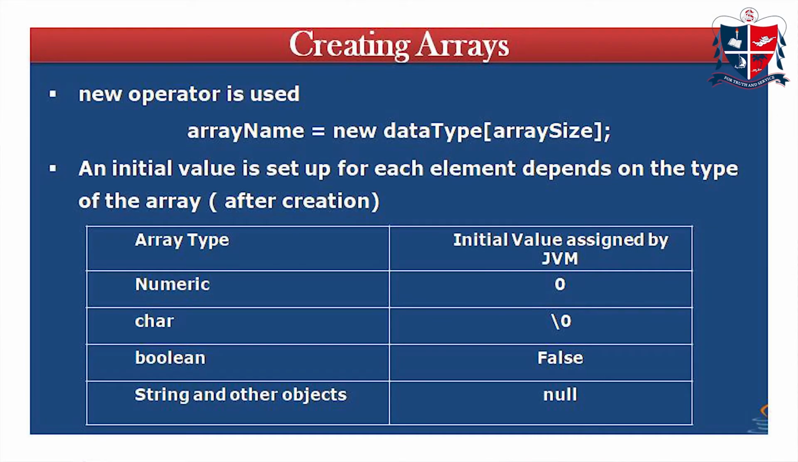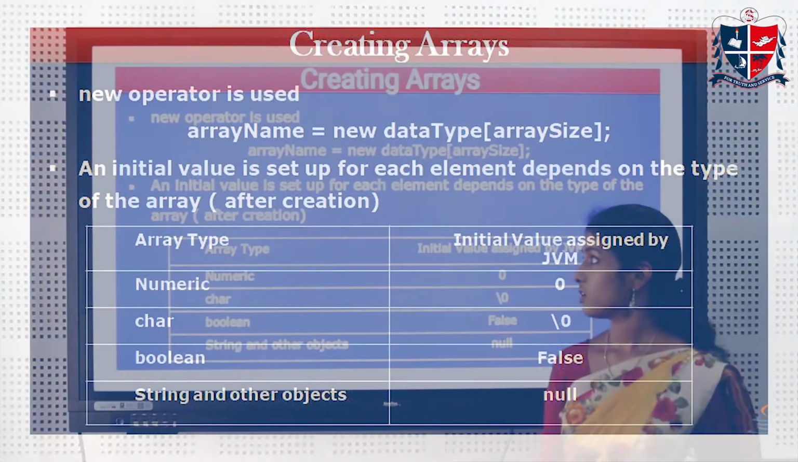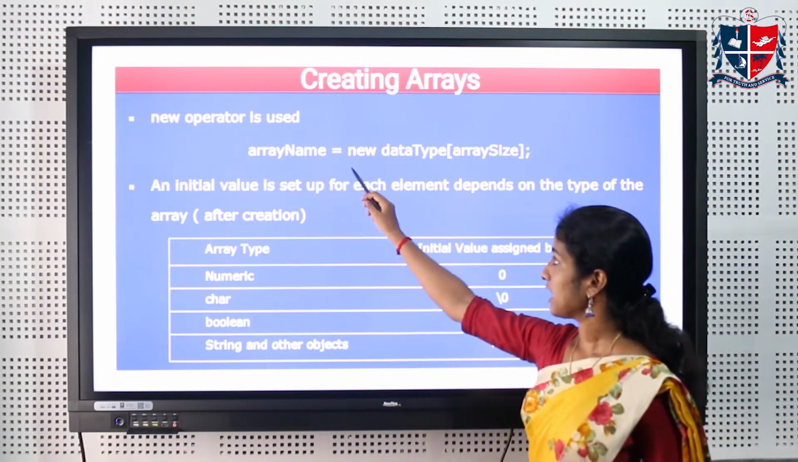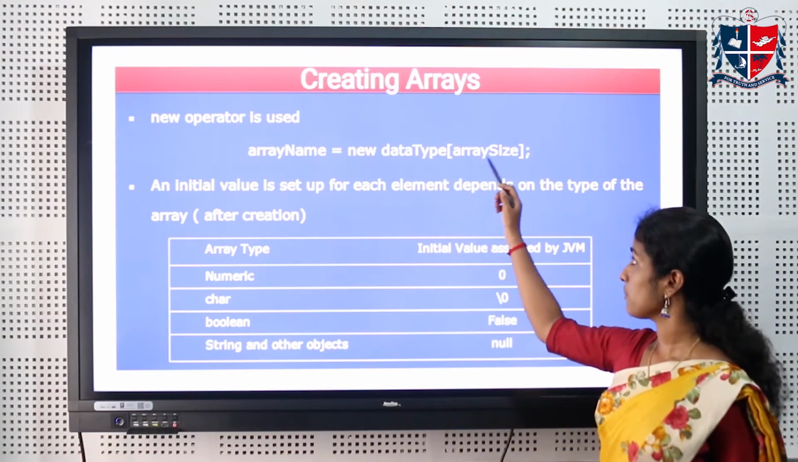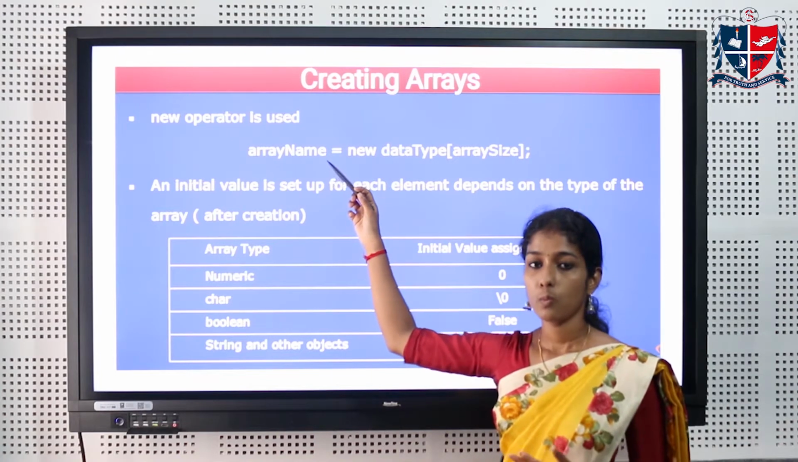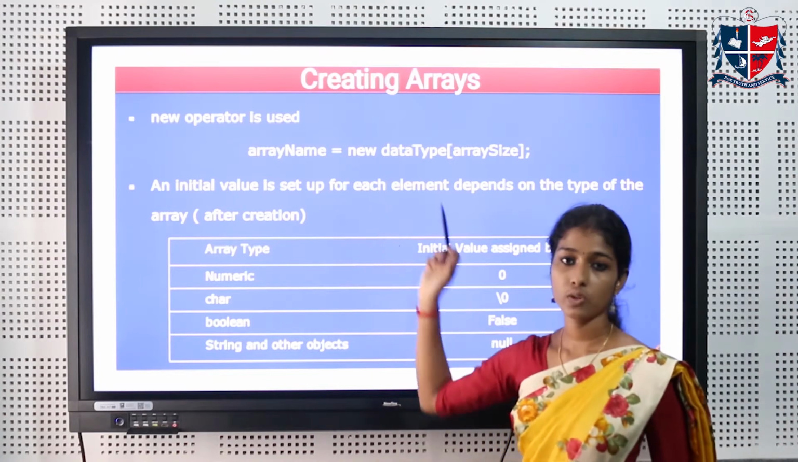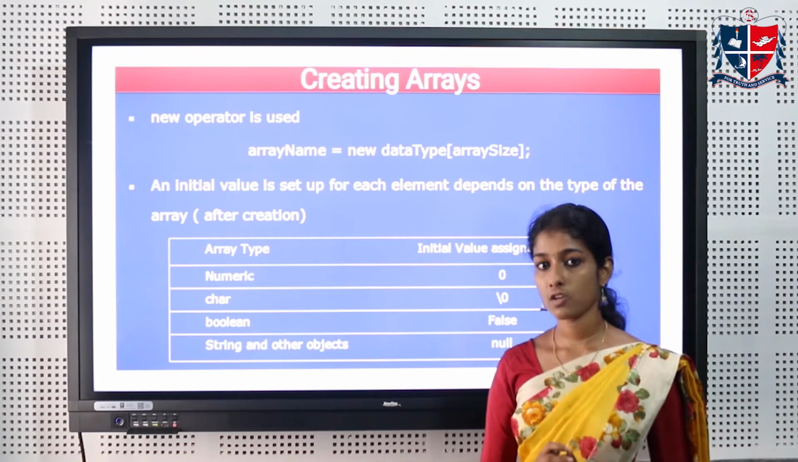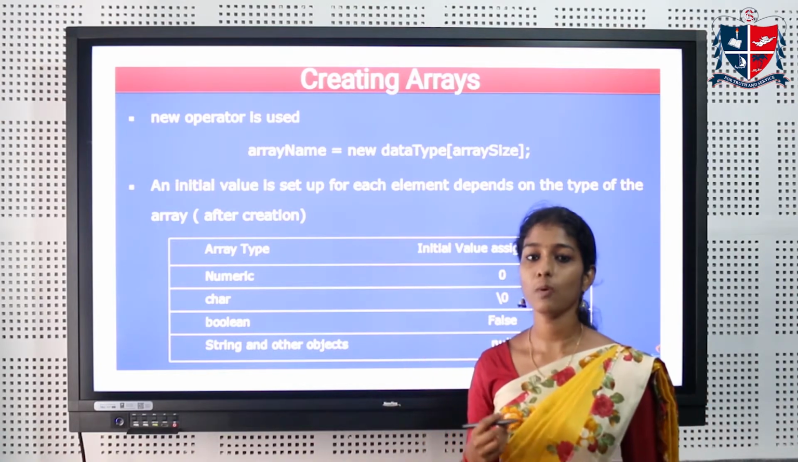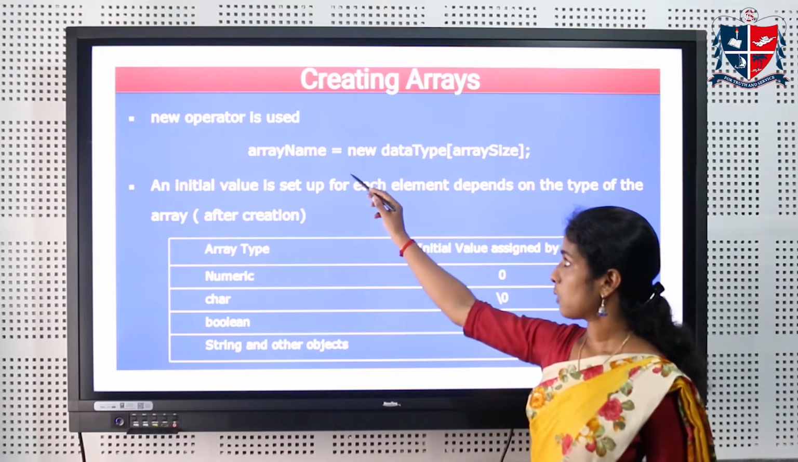In Java, to create an array, we use a keyword called new. The syntax for creating an array is array name equal to new data type array size. Here the array name is a user defined name. We can give any meaningful name to the array. If I need to store marks of 10 students, then I can name the array as marks. Then equal to new.